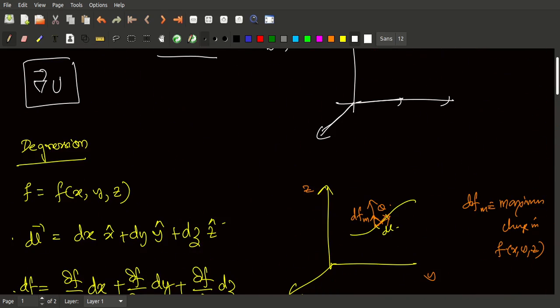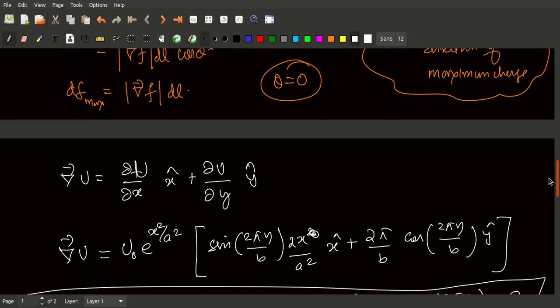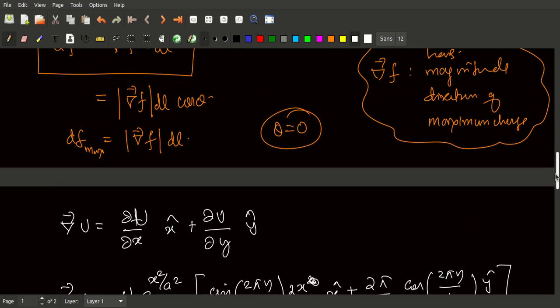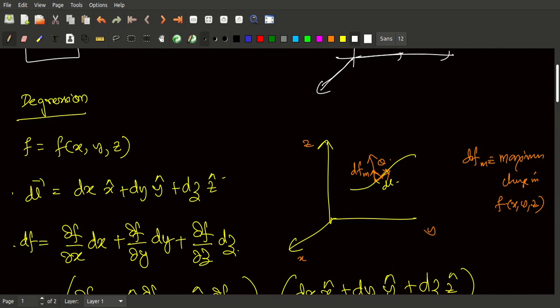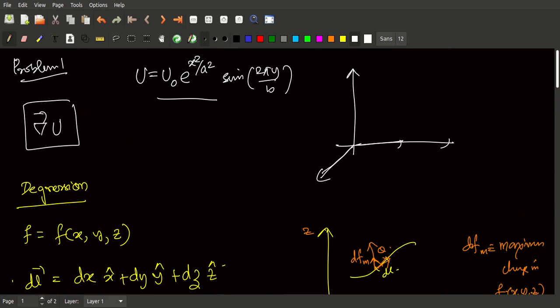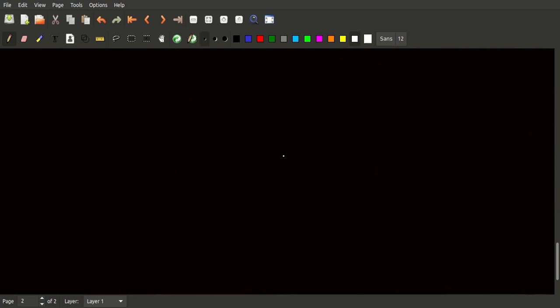So remember, any change in any function, two things you have to remember. Any change in the function can be written as the gradient of the function dot dl, and this gradient of the function will always have the magnitude and direction of the maximum change of that function. You should remember both, because these are going to be useful for the discussion of problem 2 and problem 3. Go through this problem again, try to do this yourself, make yourself convinced why the gradient gives the magnitude and direction of the maximum change.